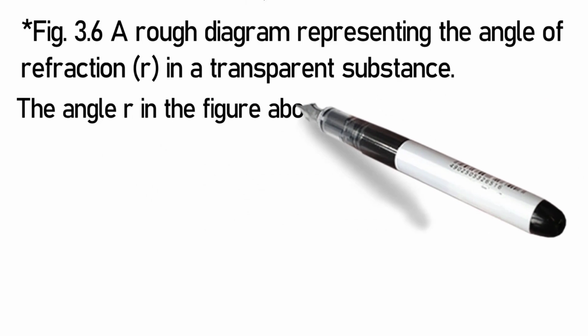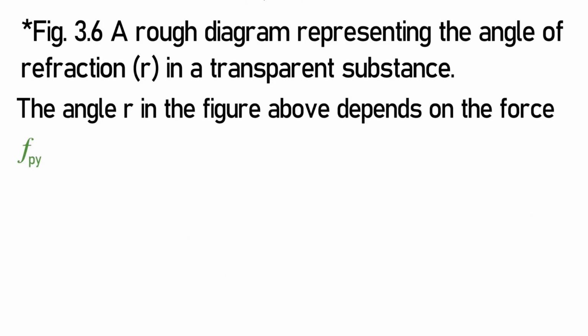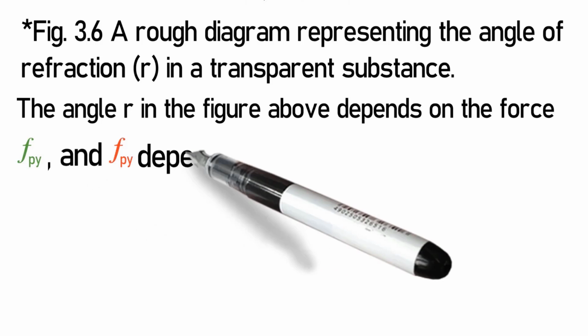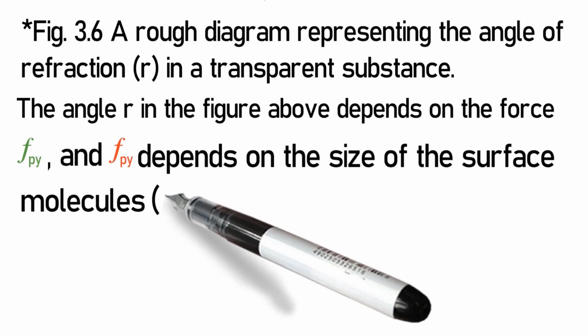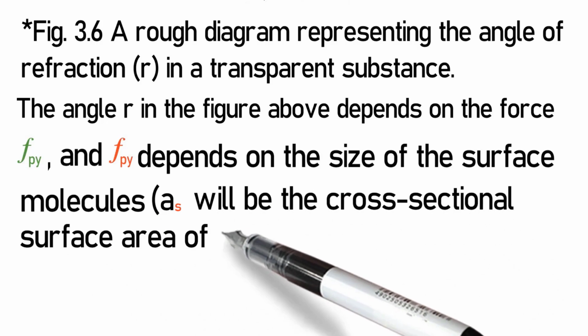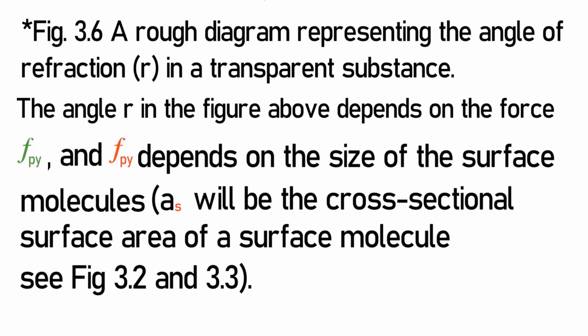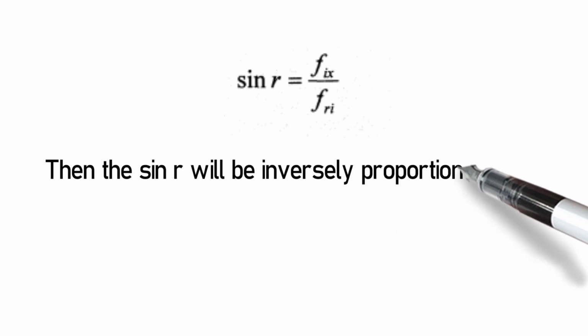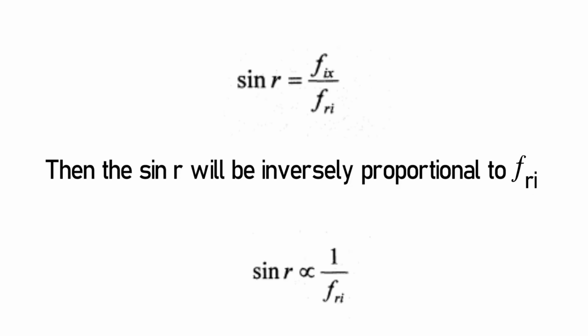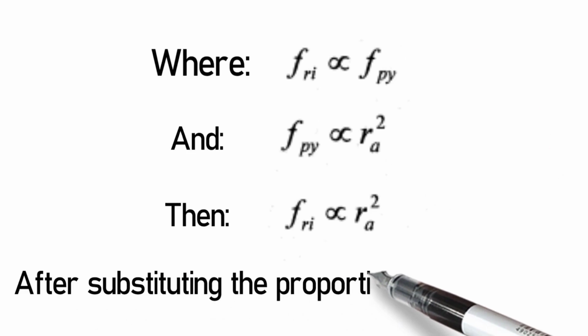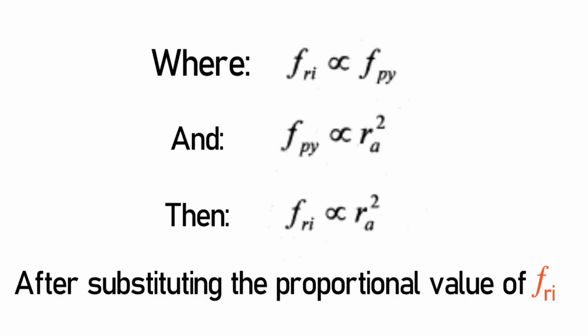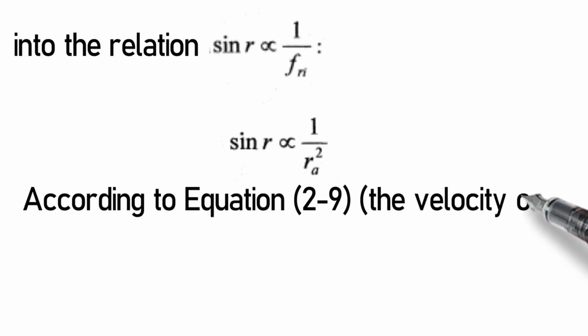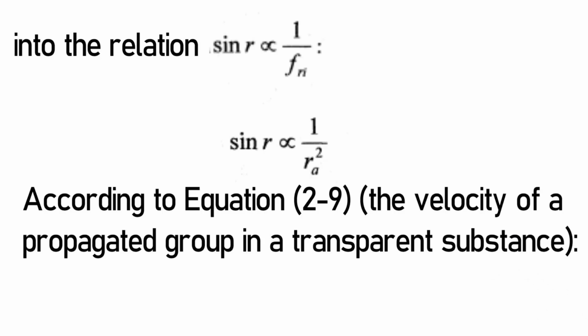The angle R in the figure above depends on the force F sub Py, and F sub Py depends on the size of the surface molecules. A sub S will be the cross-sectional surface area of a surface molecule, see figure 3.2 and 3.3. According to figure 3.6, then the sine R will be inversely proportional to F sub Ri. After substituting the proportional value of F sub Ri into the relation sine R, according to equation 2.9, the velocity of a propagated group in a transparent substance.